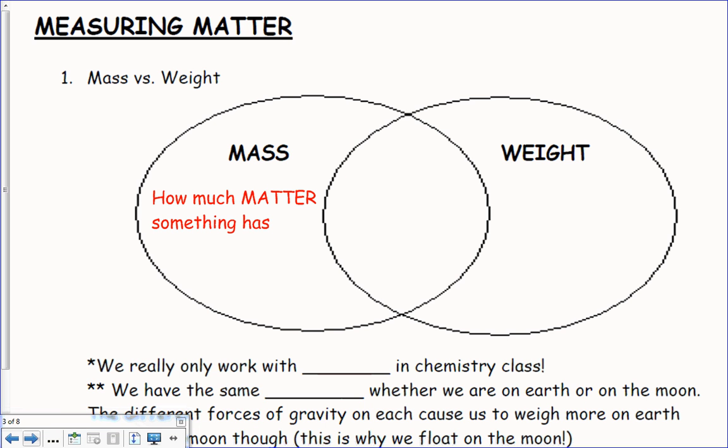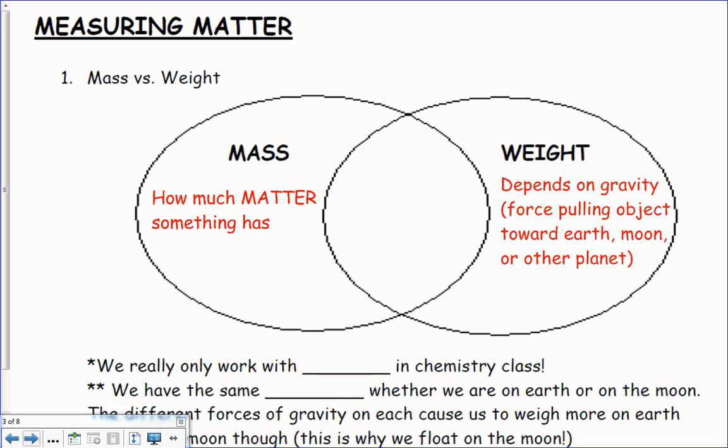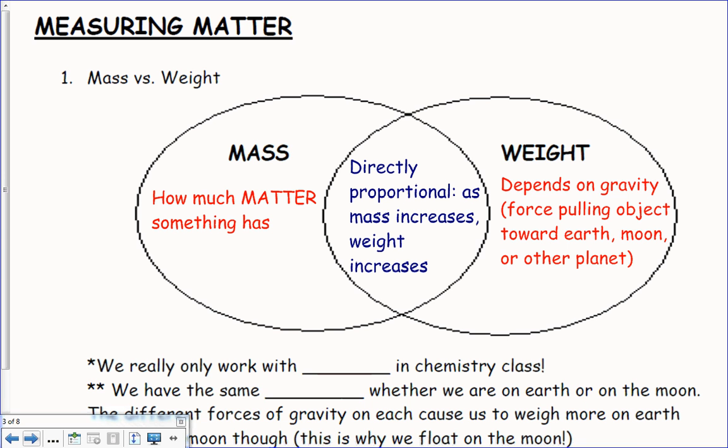Mass is how much matter something has. Weight depends on gravity, the force pulling an object towards the Earth, moon, or other planet. What do they have in common? Directly proportional. As mass increases, weight increases.